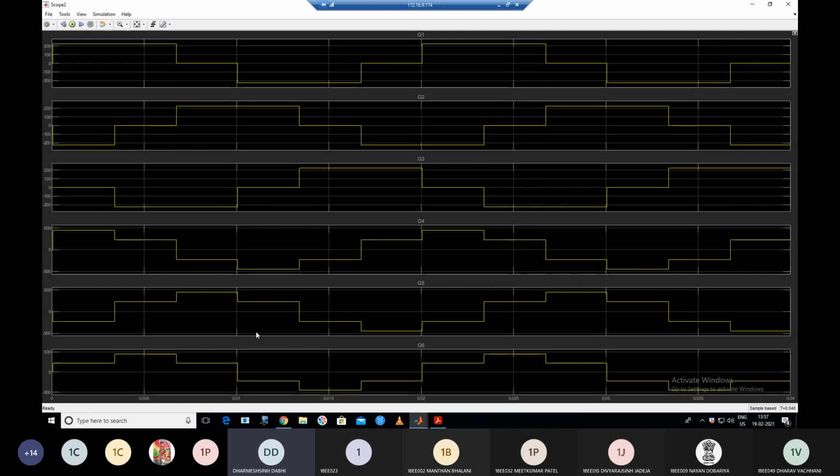But in case of 180 degree mode, you get this type of step waveform, 6-step waveform in the phase voltages. Clear? So there is one comparison point between 120 and 180, that in 180 degree mode, you get the 6-step waveform in the phase voltage, whereas in the 120 degree mode, you get the 6-step waveform in the line voltages.